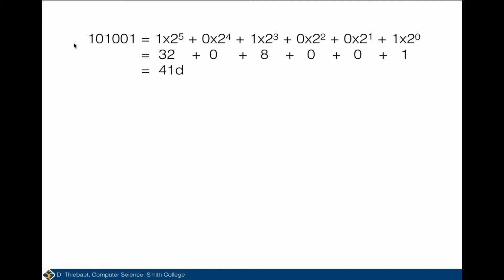Okay, so another way of computing that quickly, you start on the right and you go 1, 2, 4, 8, 16, 32, and you kind of skip the zeros. So 1, 8, 32, 32 plus 8 plus 1, 41. So that's what you get.